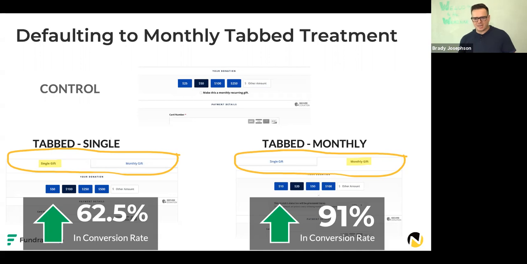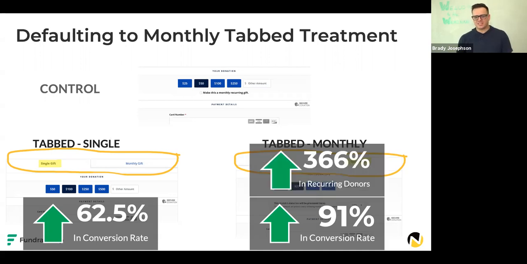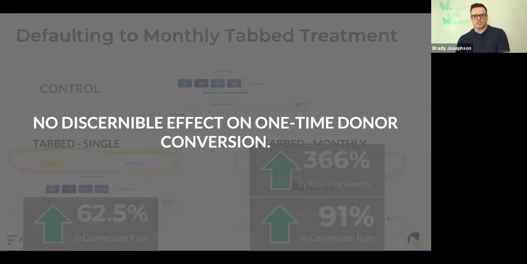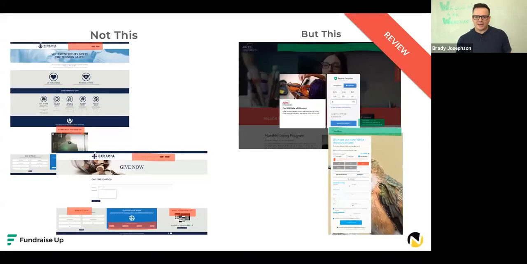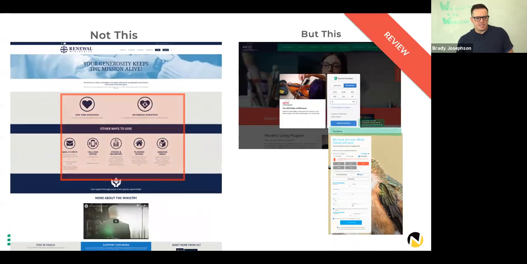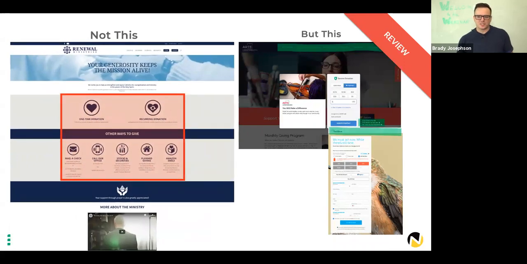And in this case, by landing them on an open monthly gift tab, they saw a 366% increase in recurring donor conversion and no discernible difference in one-time donor conversion. So if we go back to a few of these examples and see how they're suggesting monthly giving, you can see that this one has decision friction again: one time and recurring, both equally weighted, very little reason why I should choose one or the other. And then, oh, by the way, look at all these other ways to give.